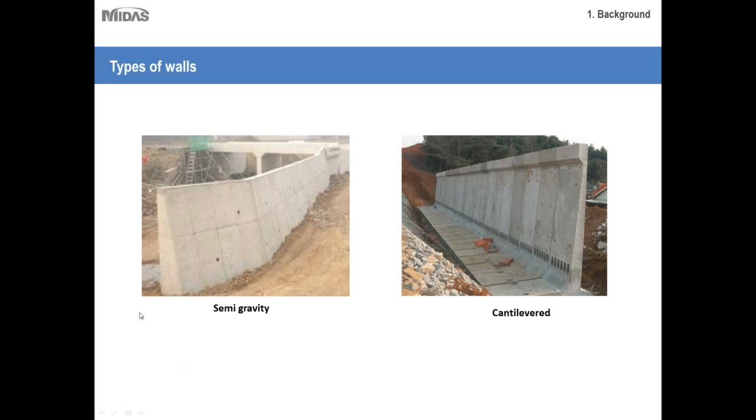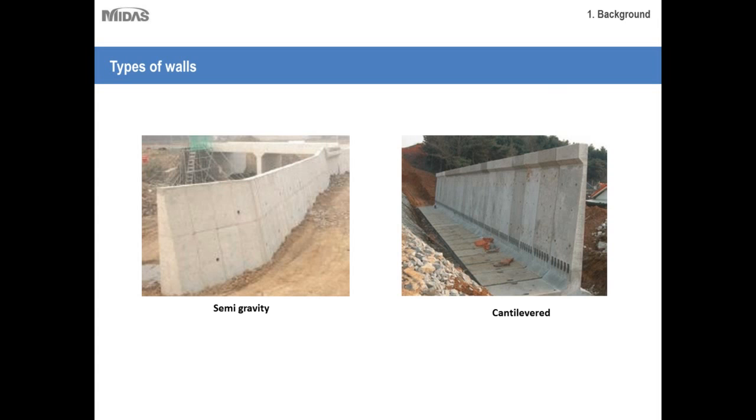Then we have a semi-gravity wall, and in a semi-gravity wall you can see that it has an inclined, sloping surface behind it, so it gives this wall a leaner appearance as compared to the fully gravity wall. But this additional sloping surface behind the main wall gives the structure additional stiffness and strength against overturning, and it makes it more stable.